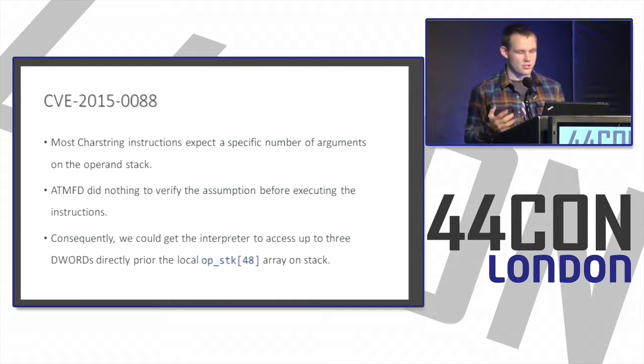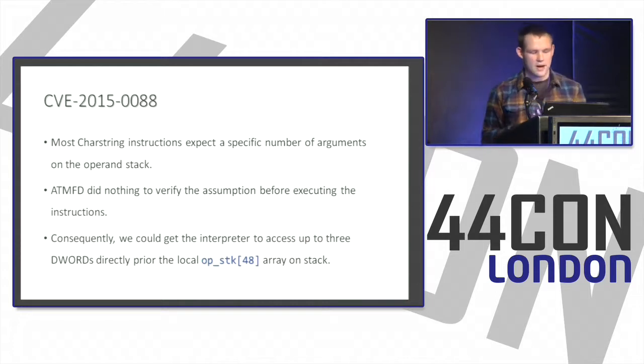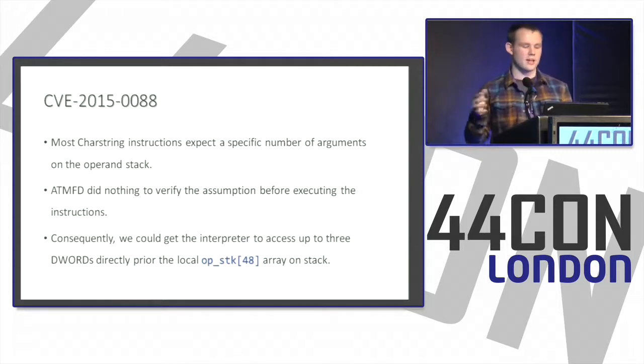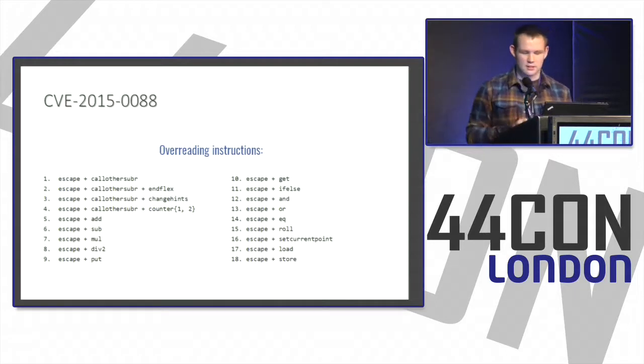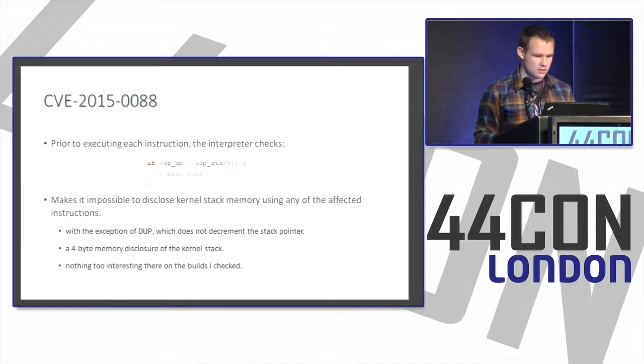Most charstring instructions actually operate on some operands, and they expect the operands to already be on the stack. ATMFD originally didn't do anything to actually verify that these operands were on the stack. They would just assume that enough values were pushed beforehand. Consequently, we could get the interpreter to access some dwords from the stack before the OP_stack local array, as you can see here. Up to 3 dwords before the array. So there have been quite a few of these overreading instructions. You could overread or actually underread memory in many different ways.